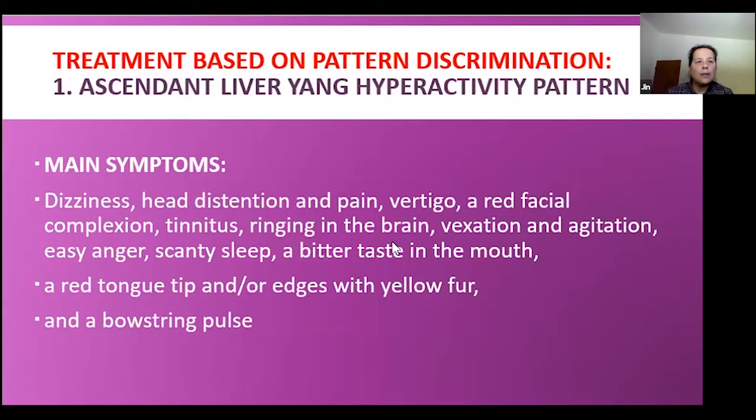Then we're talking about the different patterns and the treatment. Hypertension in TCM is mainly related to patterns of the liver.